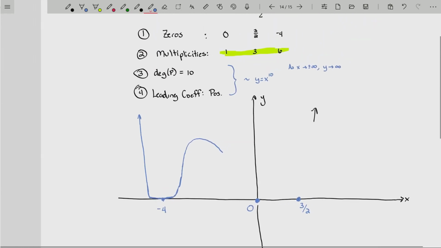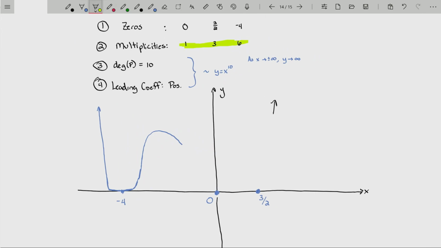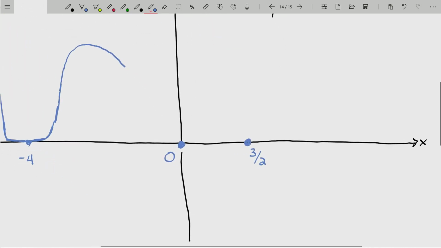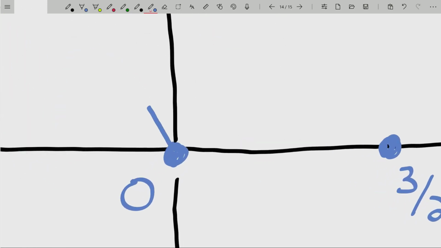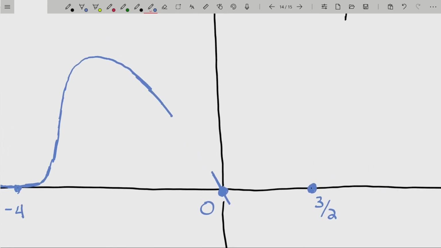The x-intercept at 0 has a multiplicity of 1. That's this stuff right here. So I know that it's going to go through like a line. Let me zoom into here. It'll go like a line through that x-intercept. So I'm just going to try to target that and make it look kind of smooth. Remember, polynomials have a smooth behavior about them.